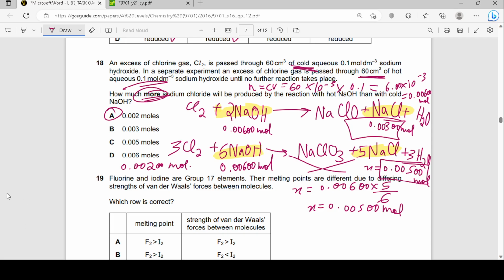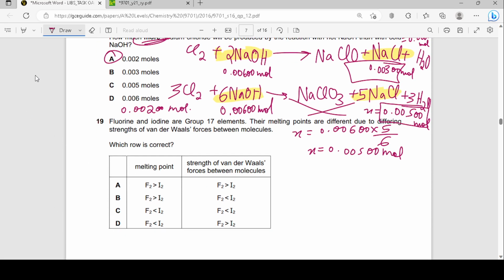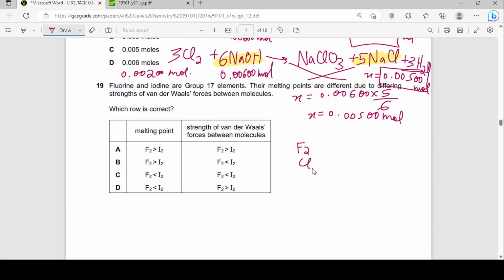Next question. Fluorine and iodine are group 17 elements. Their melting points are different due to differing strengths of van der Waals forces between molecules. Which row is correct? So let me just write down group 7 halogens: fluorine, chlorine, bromine, iodine, astatine. Alright. So all of these are covalent compounds. And obviously this is the molecule of F2, for example, or the molecule of I2 or whatever.